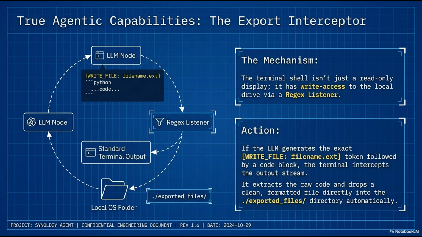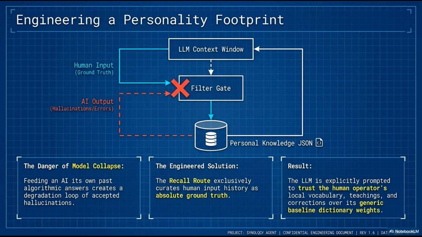But the most fascinating highway in that entire routing architecture is the first one we discussed, the recall route. Because the mechanics of how that conversational memory is handled brings us to the unexpected, emotional payoff of this entire deep dive. Let's talk about the ghost in the machine and the concept of the digital personality footprint. This is where it gets really profound.